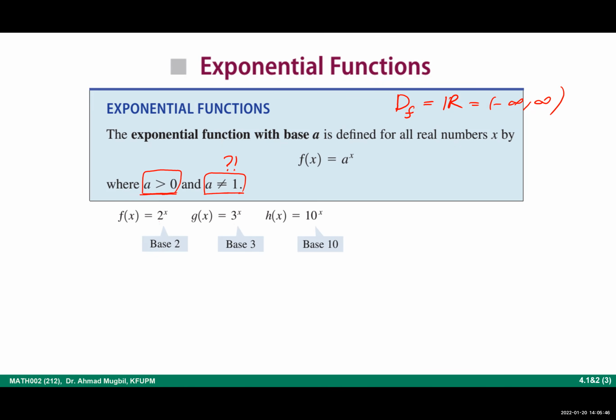Yes. 1 is constant. If it was 1, it would be a constant function. You are totally right. So what will happen if it is 1? It will be 1 to the power x, which is 1, so a constant function. It will not be 1 to 1, so it has no inverse. Its graph will be just a horizontal line. So it is completely different from the exponential function. It is not an exponential function.